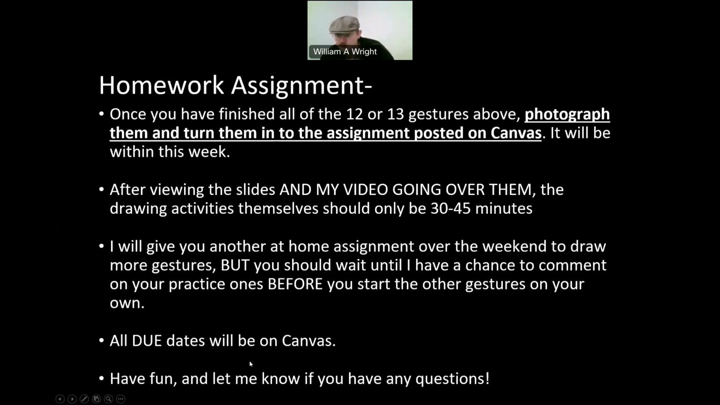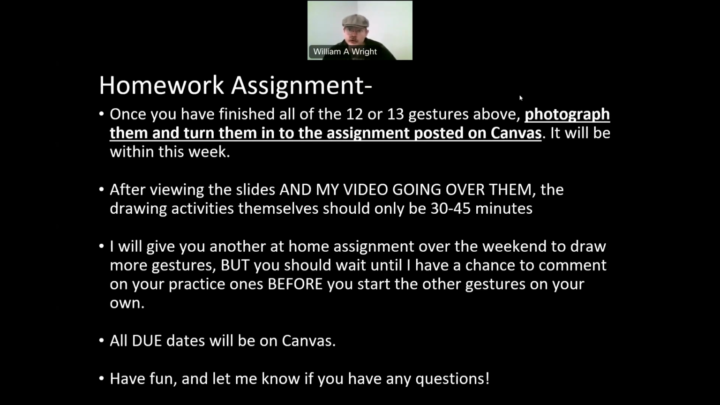And then here's what your homework is. Once you have finished all those activities, you're going to take pictures of all of them, photograph them, and turn them in to the assignment posted on Canvas. It will be within this week. It's the one that I showed you. It's already there, but I have to publish it. After viewing the slides and this video, going over them, the drawing activity should take 30 to 45 minutes.